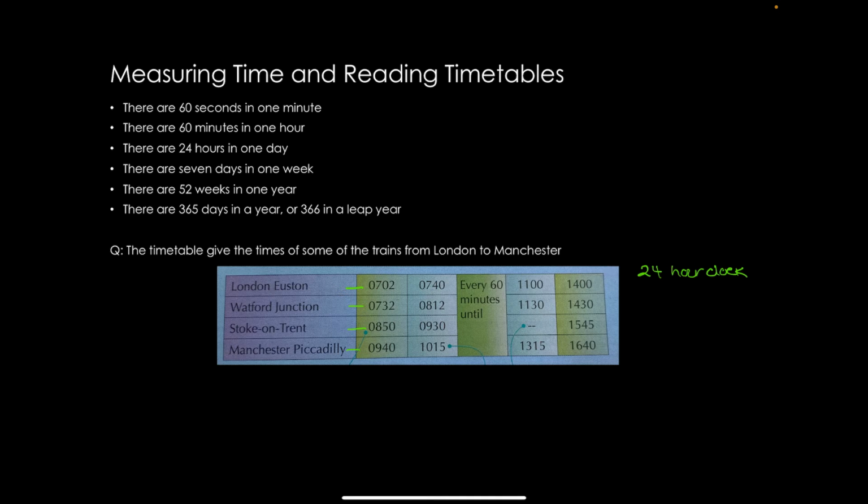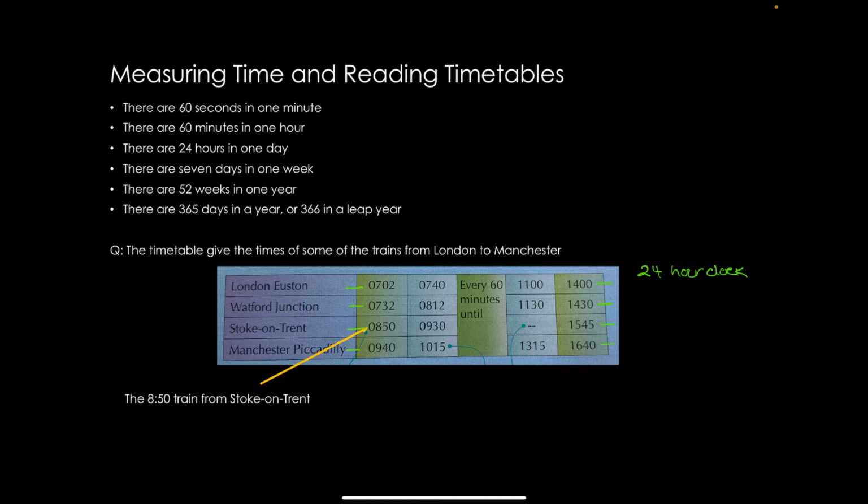Okay, and that's saying 07:02. That's 7:02 a.m, 7:32 a.m, 8:50 a.m, and 9:40. Whereas this side, we've got some of the afternoon times. We've got 2 p.m, 2:30 p.m, 3:45, and 4:40. Okay, so again, you really must get used to using the 24-hour clock.